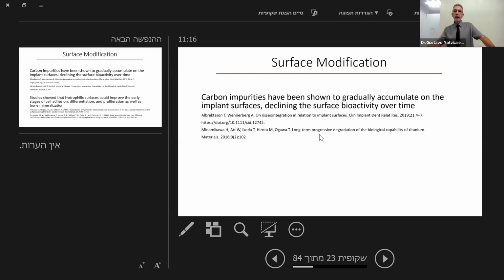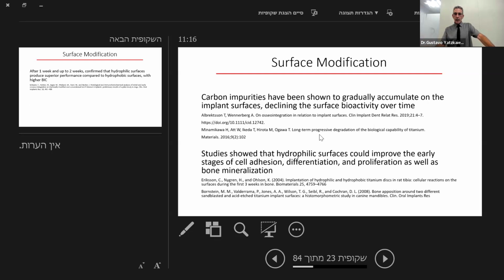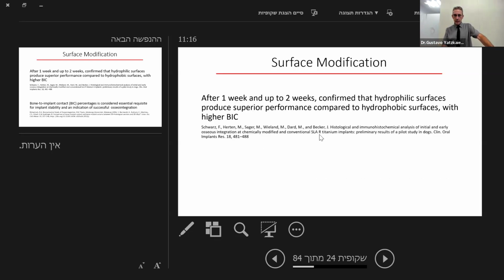Why these surfaces are hydrophobic is because when we open the package, before we insert the implant, the hydrocarbons of the air will adhere to the surface, at least 60% of them. And these hydrocarbons will decline the bioactivity over time. This change to hydrophilicity will improve the cell adhesion, the differentiation, the proliferation, and also the bone mineralization.